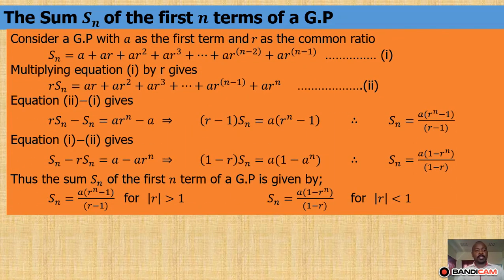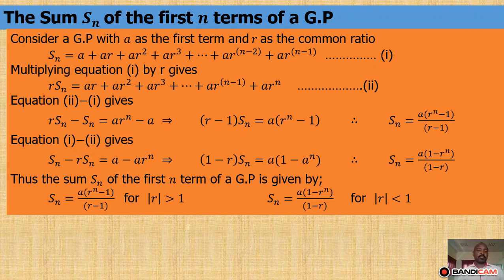So consider a GP with the first term as a and the common ratio as r. Adding the terms of the GP, we shall have Sn equals a plus ar plus ar squared plus ar cubed plus ... plus ar^(n-2) plus ar^(n-1). We call that equation 1.